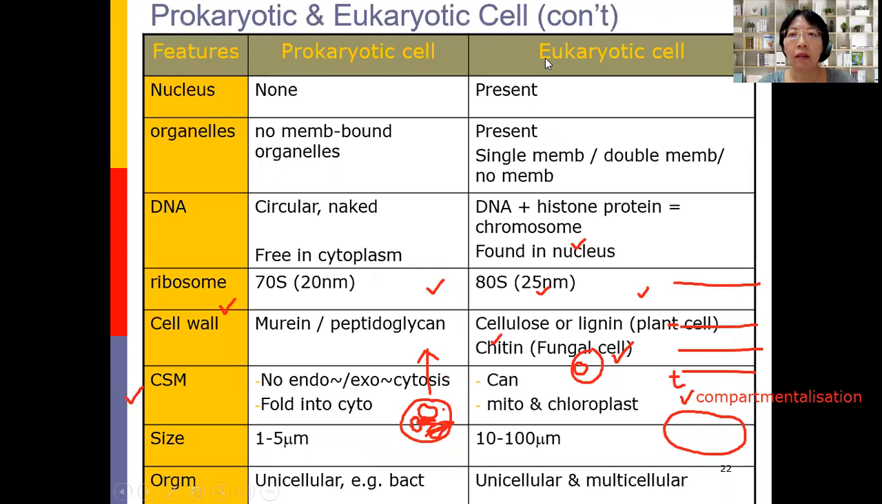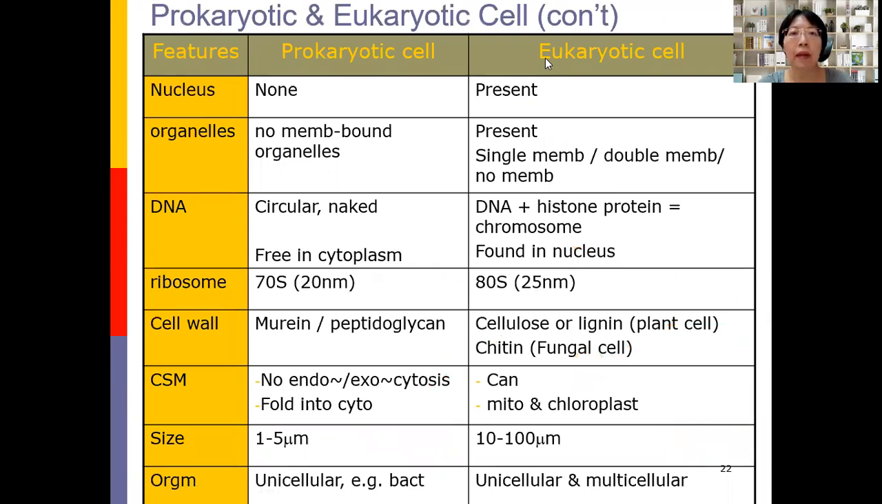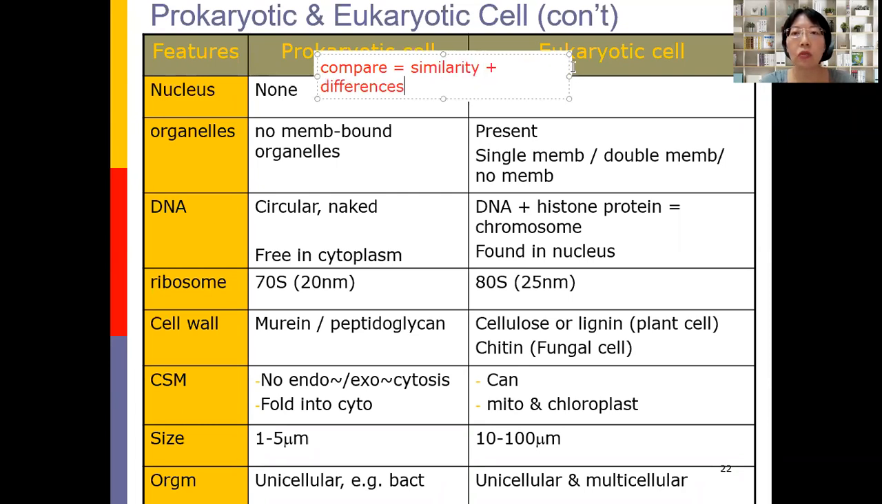Right, so this is a table to compare between prokaryotic and eukaryotic cell. When you're asked to compare, you must state the similarities plus the differences. So when the question asks you to compare, your answer must contain both similarities and differences. Unless the question asks you to state the differences, and then you have to state only the differences. If it says compare and you didn't write similarities, you will not get the full marks, because compare means similarities and differences.